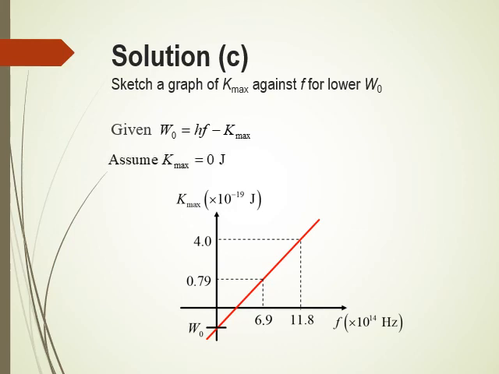Well, let's assume K max equals 0. So if K max equals 0, then when the work function decreases, the threshold frequency will decrease. So these two values would tell us where our graph passes through the y-intercept and x-intercept. So if W naught decreases, f naught decreases. It means the new graph would be located on the left-hand side of the original graph. So this blue line is the answer for question C.